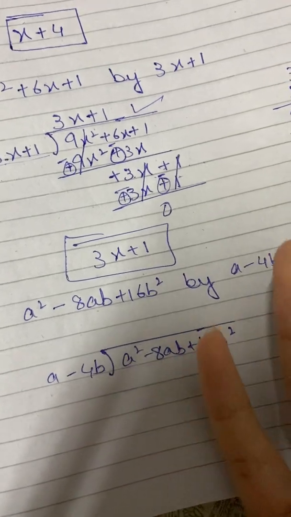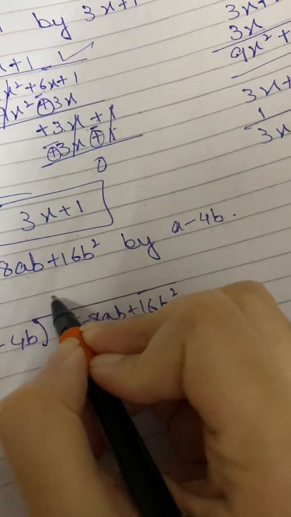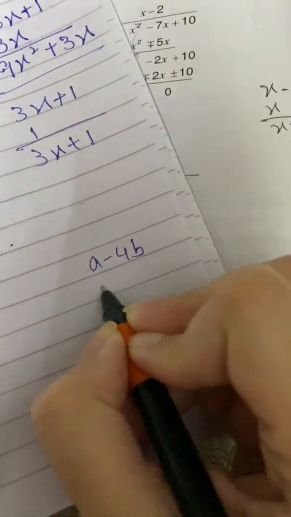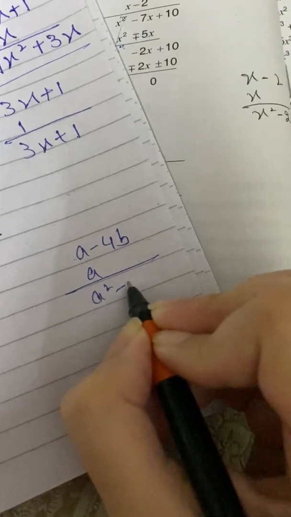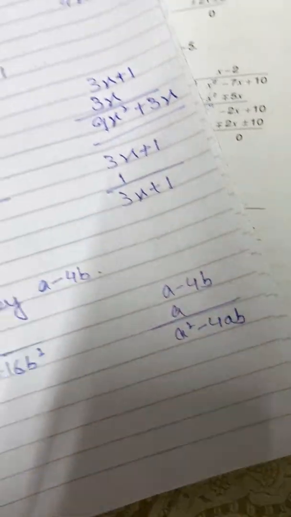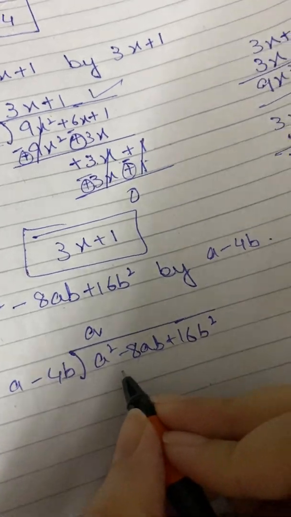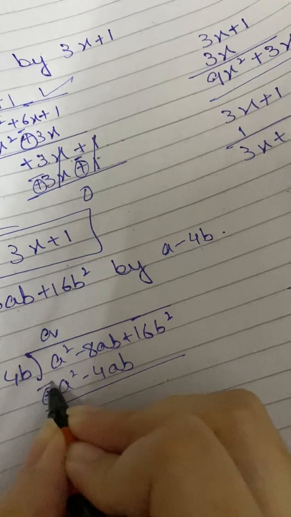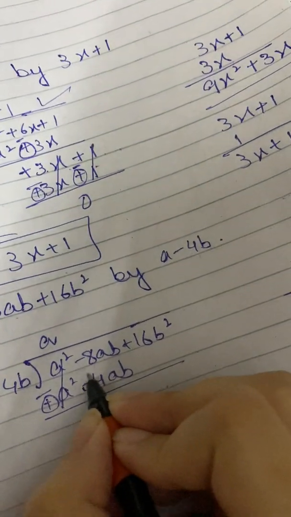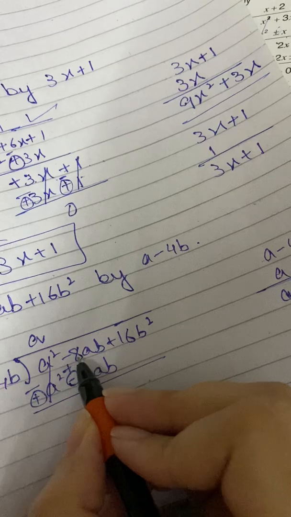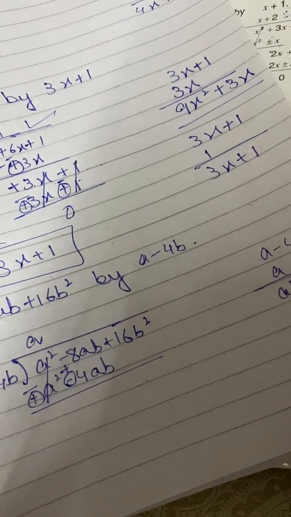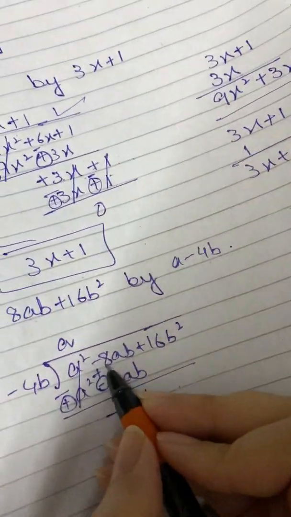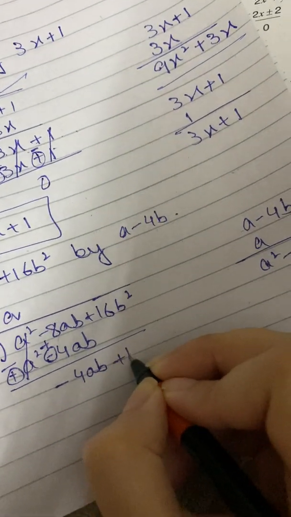Now first, this is so easy, we have to make this a into a square. So of course we will multiply it by a. A minus 4b into a will be a square minus 4ab. So we will write it like this: a square minus 4ab. Next step is subtraction. We will subtract it like this. Then we will change the signs. Minus 8ab plus 4ab will be minus 4ab, because the bigger value has the negative sign, plus 16b square.